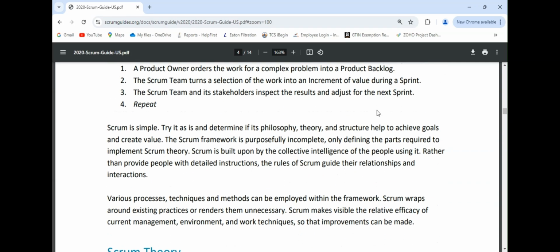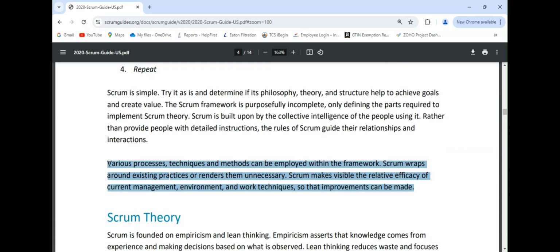Various processes, techniques, and methods can be employed within the framework. Scrum wraps around existing practices or renders them unnecessary. Scrum makes visible the relative efficacy of current management, environment, and work techniques so that improvements can be made.